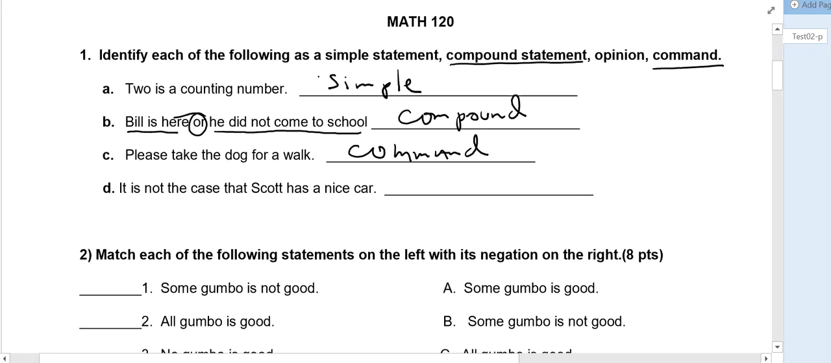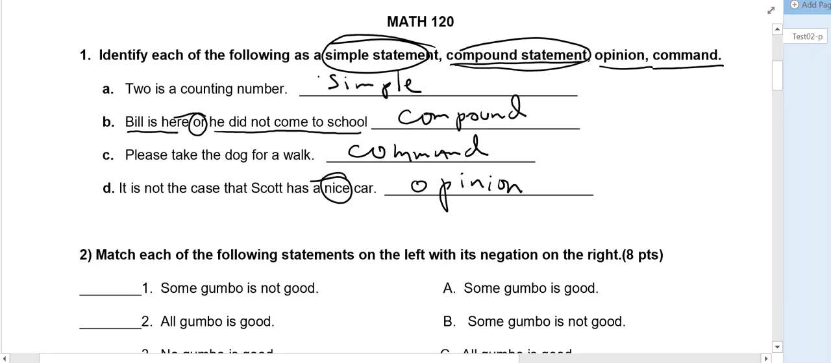"It is not the case that Scott has a nice car." This is an opinion because the word "nice" is subjective. Some people might think it's a nice car. Someone else might think it's not. So this is an opinion. But we're mostly concerned with what we know in terms of what simple statements are and compound statements.